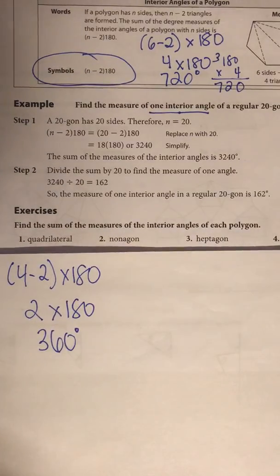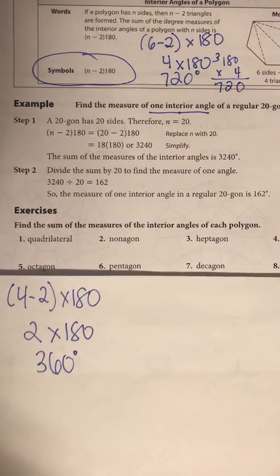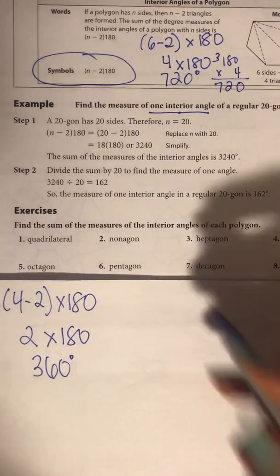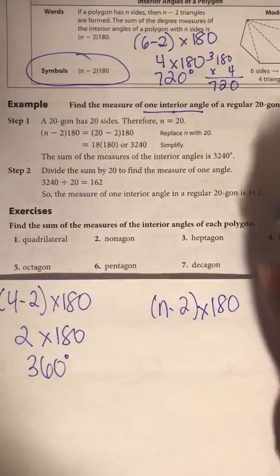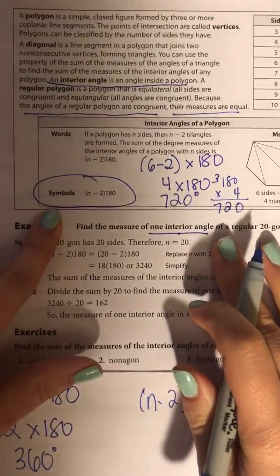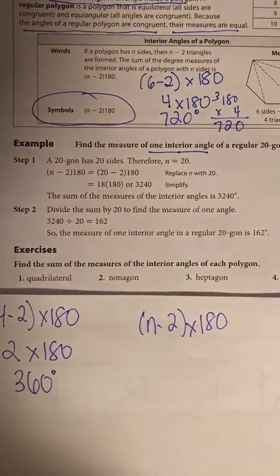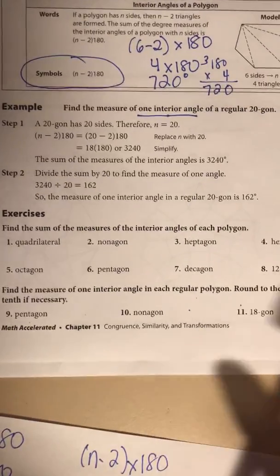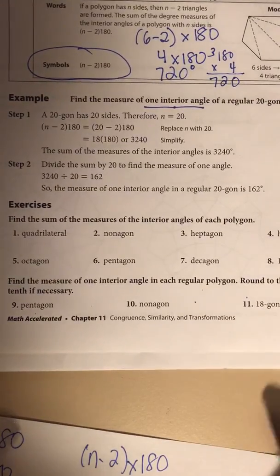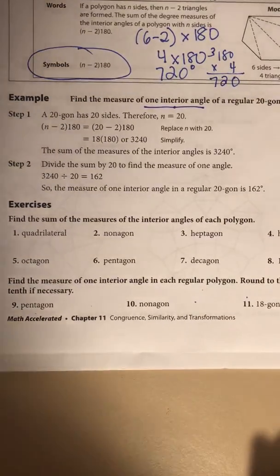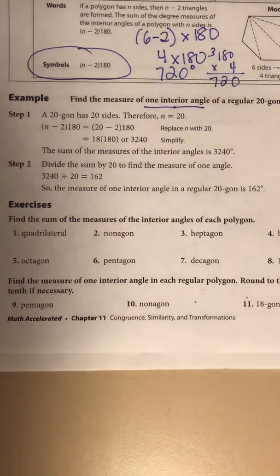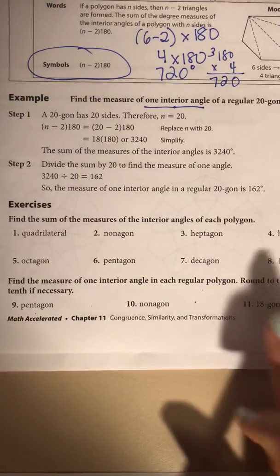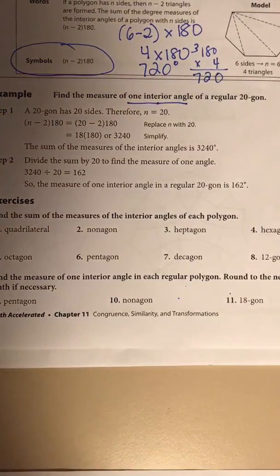Okay? And that's what you're going to do for numbers 1 through 8. You're going to use that formula. Remember, the formula is n minus 2 times 180, and it is written right up here in case you need to refer back to it. Now, let's look at numbers 9 through 11. Numbers 9 through 11 say find the measure of one interior angle in each regular polygon. Round to the nearest tenth if necessary.